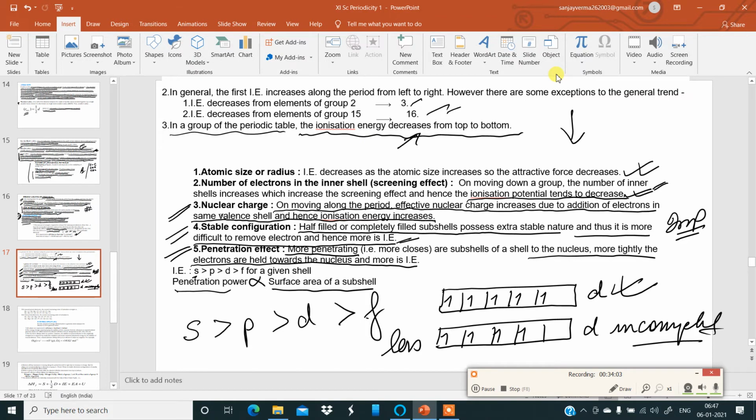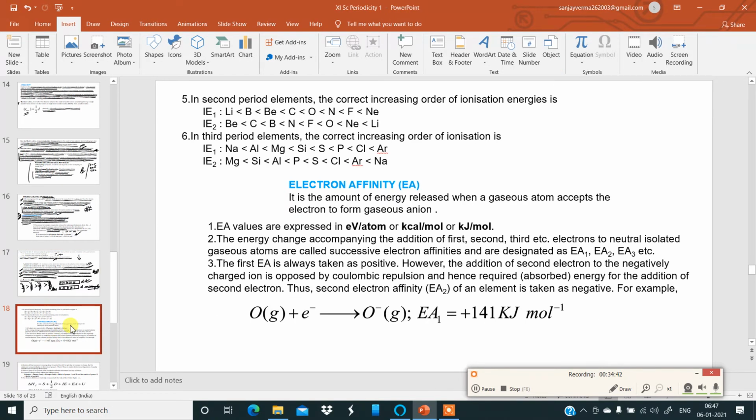The more penetrating the subshells of a shell are to the nucleus, the more tightly the electrons are held towards the nucleus, and the more is the ionization energy. That means electrons of s orbitals are most penetrating, then p second most penetrating, then d third most penetrating, and f fourth most penetrating. That means you will find the electrons in the s orbitals are closer towards the nucleus. That is why it becomes very difficult to remove electrons from the s orbitals because of the penetration effect. So this has been discussed over here.